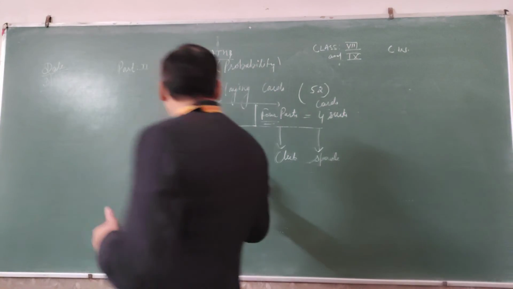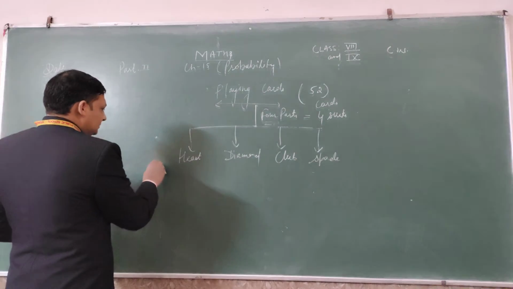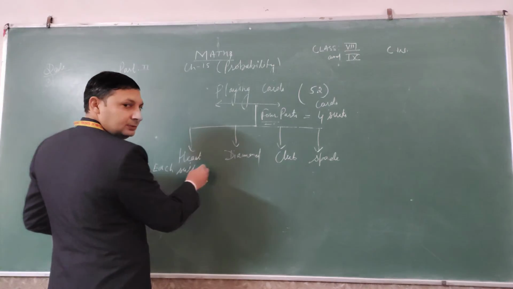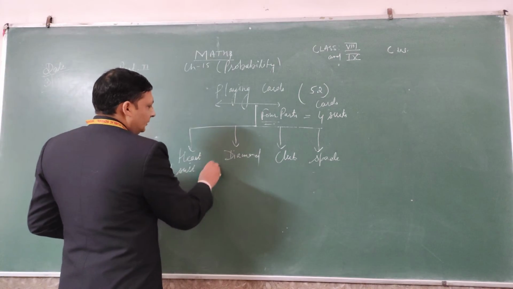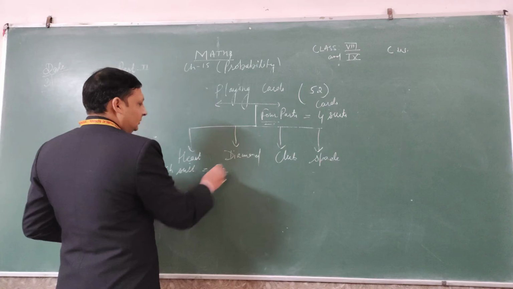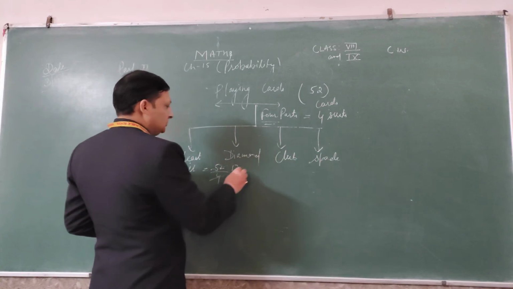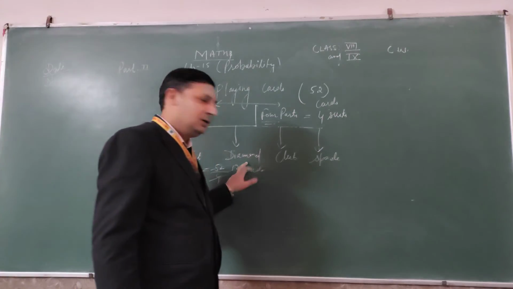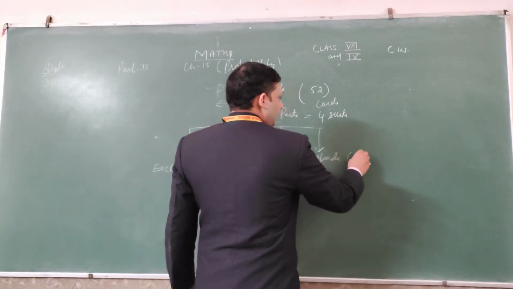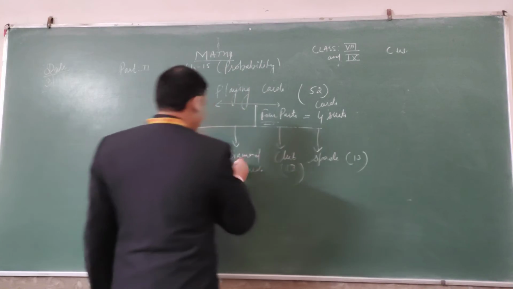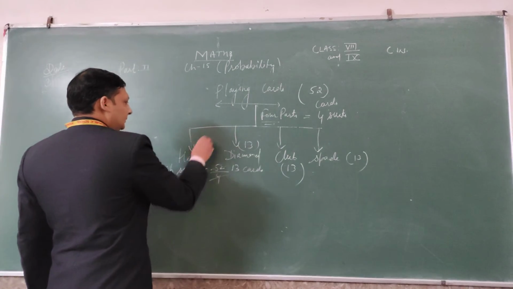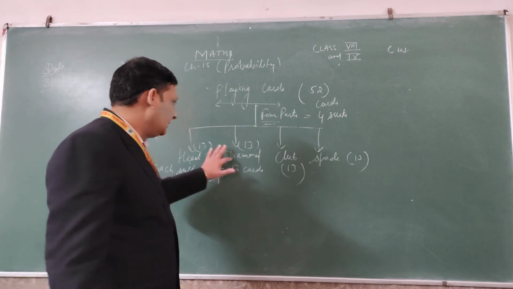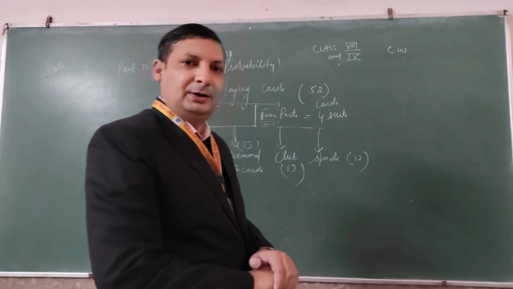Now each suit, or each part, has 52 divided by 4, that is 13. Each suit has 13 cards. It means we have 13 hearts, 13 diamonds, 13 clubs, 13 spades. So when we talk about a deck of cards, it consists of 13 hearts, 13 diamonds, 13 clubs and 13 spades.